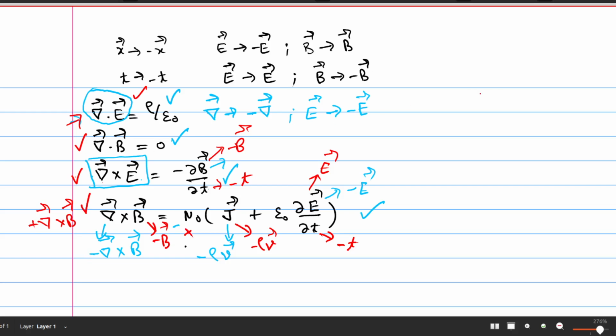So Maxwell's equations also are invariant if electric and magnetic field are transformed like these under parity and time reversal.